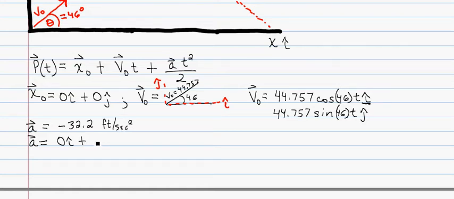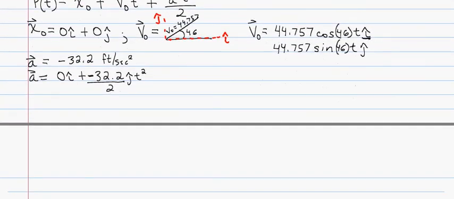Well, it's moving at 32.2 in the j direction. And is it going up or down? Gravity always pulls towards the center of the earth. So negative 32.2 in the j direction. And we know that also that's times time squared divided by 2.